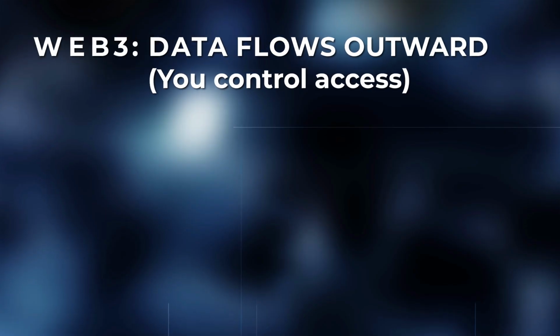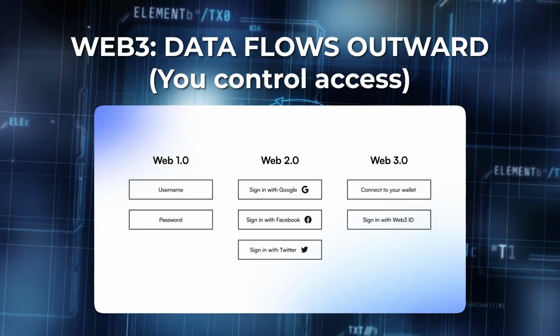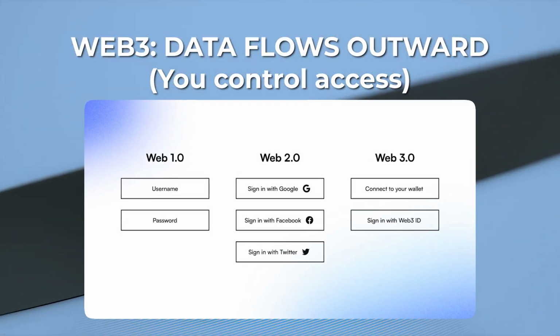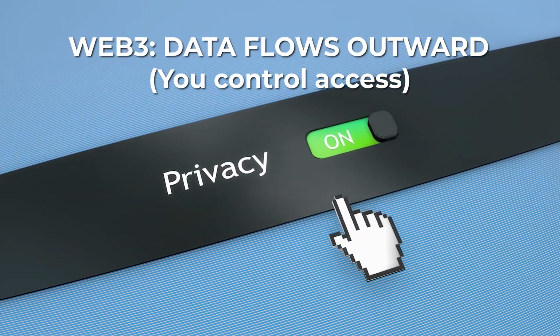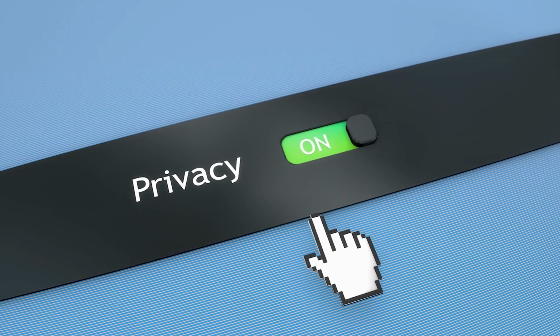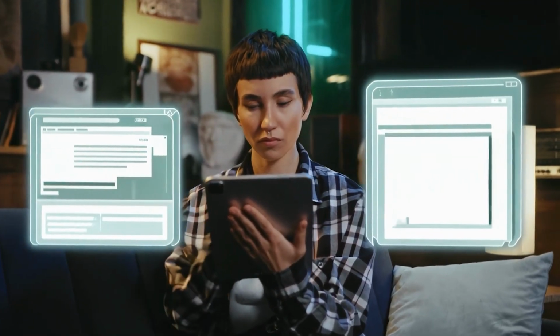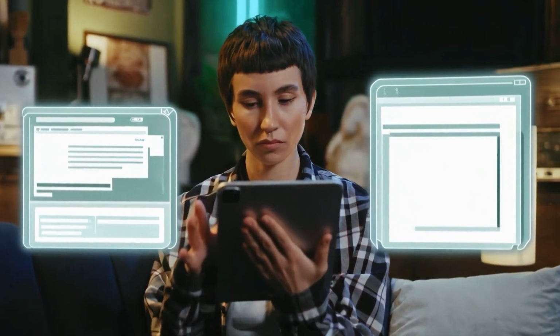In Web 3, data flows outward to users. Applications must request permission to access data. Users can grant or revoke access at any time. Your digital identity is portable across platforms rather than locked inside any single company's infrastructure.